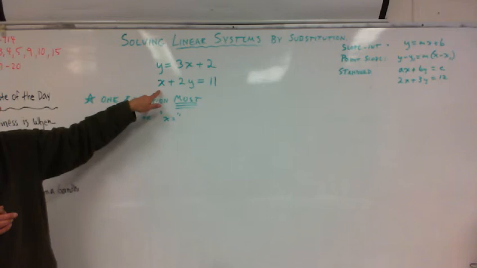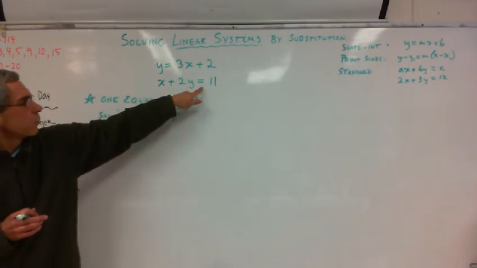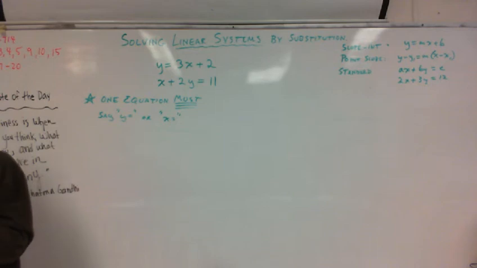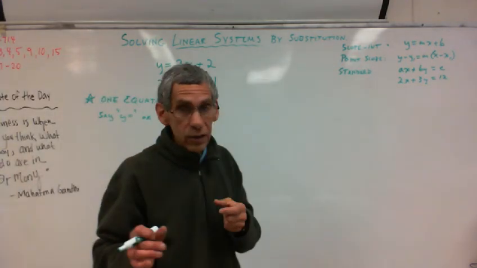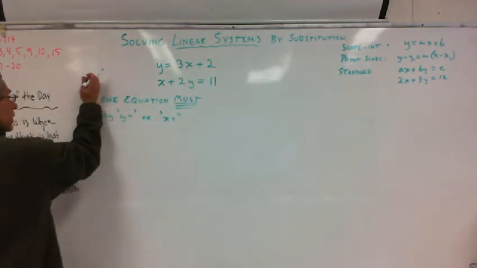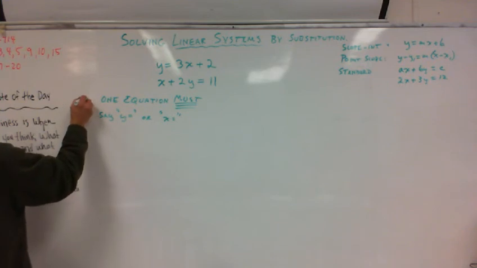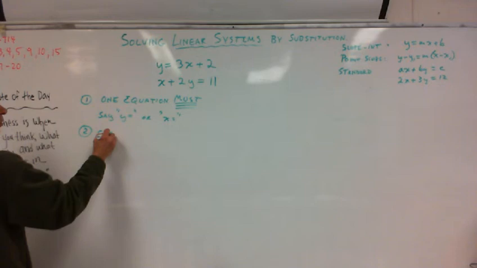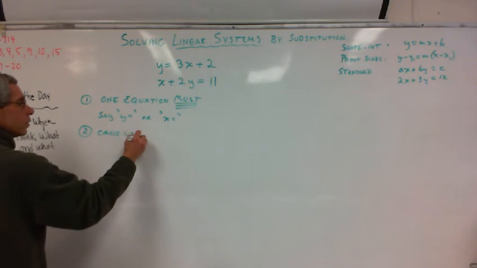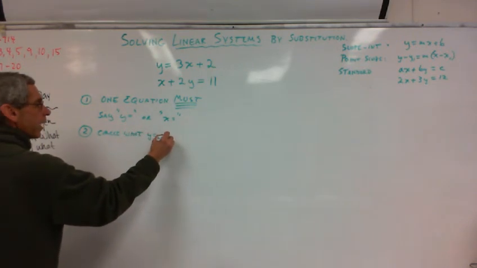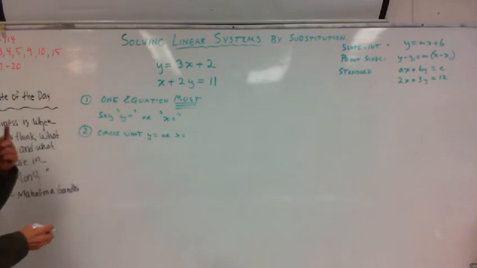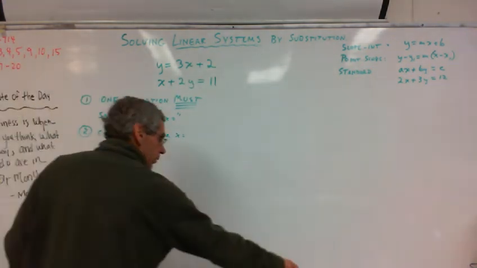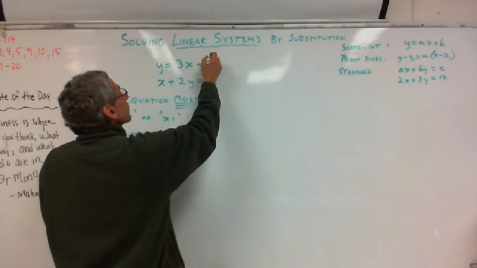Could we use this one? No, because it doesn't say x equals. It says x plus 2y equals. Too much stuff. So that's the first thing, and that's really important. That's step number 1. Just have to check that. Step number 2, circle what says y equals or x equals. All right, I'm going to circle this. I'm going to use a different color.